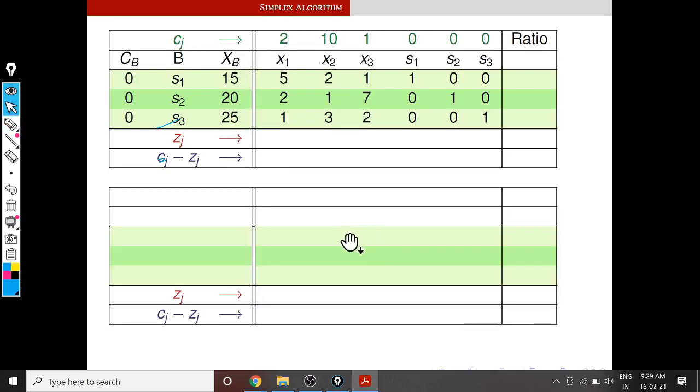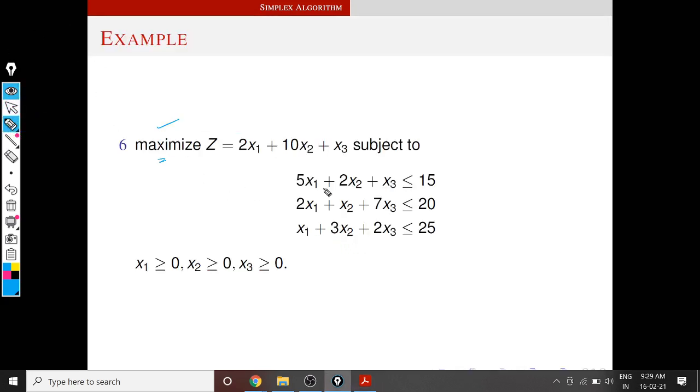So what are the slack variables? How to convert? Maximize this one, there is no change, and the first inequality becomes 5x1 plus 2x2 plus x3 plus s1 equal to 15, and this becomes 2x1 plus x2 plus 7x3 plus s2 equal to 20, and x1 plus 3x2 plus 2x3 plus s3 equal to 25. You got it? So here we introduce 3 slack variables to convert this into standard form. Now the problem is in standard form.